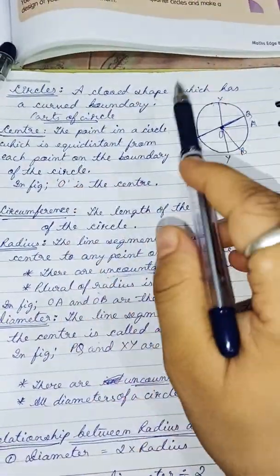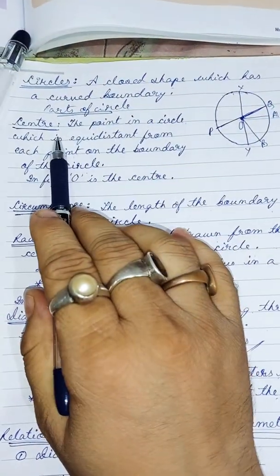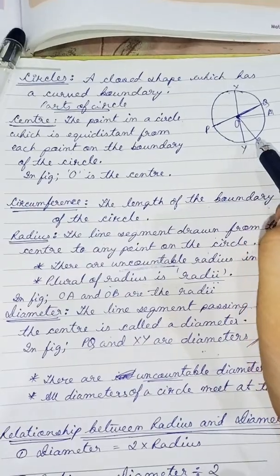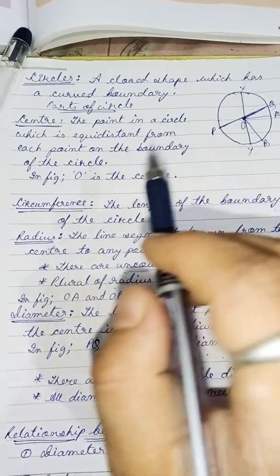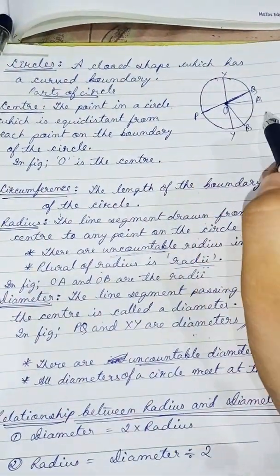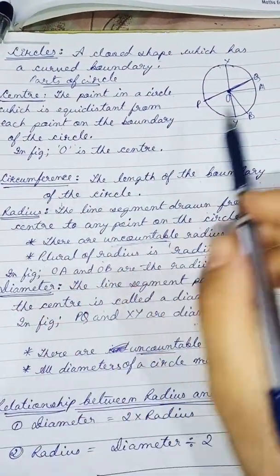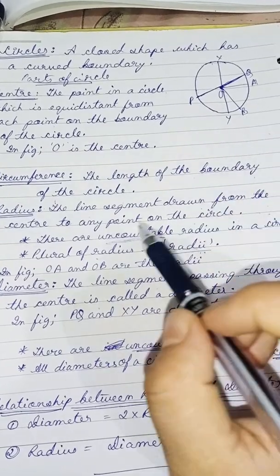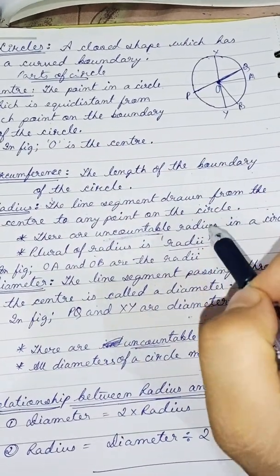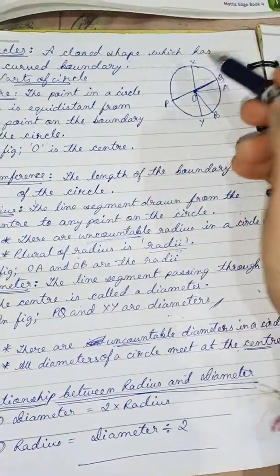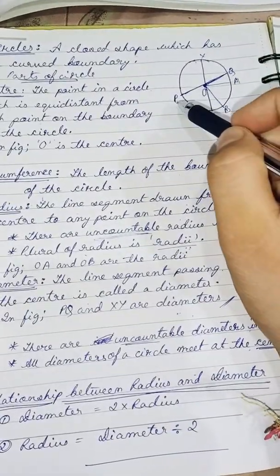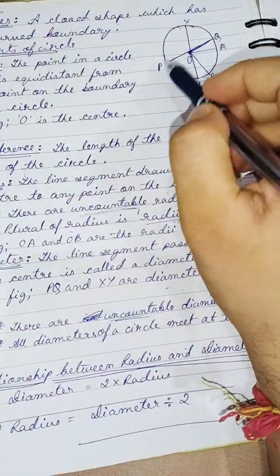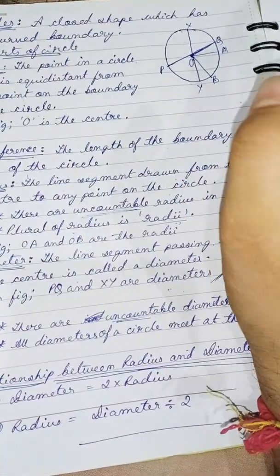Circle means a closed shape with a curved boundary. Center means the point in the circle which is equidistant, that means equally distant, from every point on the circle. Circumference: the length of this boundary is called circumference. Radius: the line segment drawn from the center to any point on the circle. There are uncountable radii, and the plural form is radii. Diameter means the line segment that passes through the center, and there are uncountable diameters. Also, every diameter meets at the center.